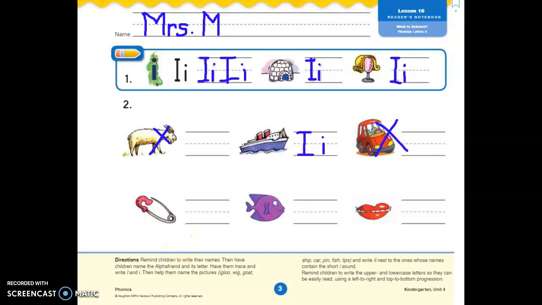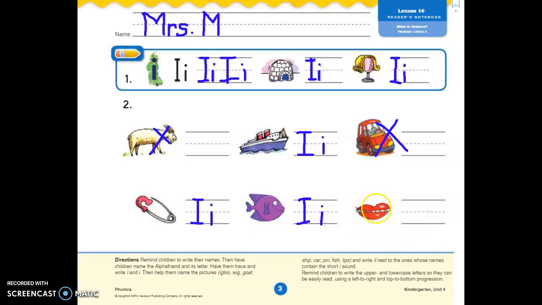How about pin? P-I-N. Do we hear the I sound? Yes, do we hear it in the beginning, middle, or end? We hear it in the middle. So put a capital I, lowercase I. Good. All right. Next, that is a fish. Do you hear the I sound? I hear it in the middle too. So put a capital I and a lowercase I.